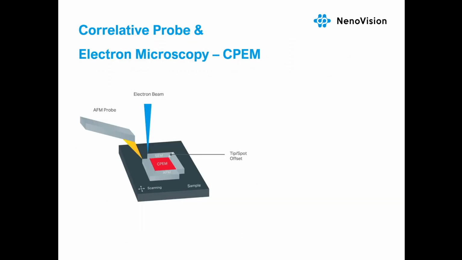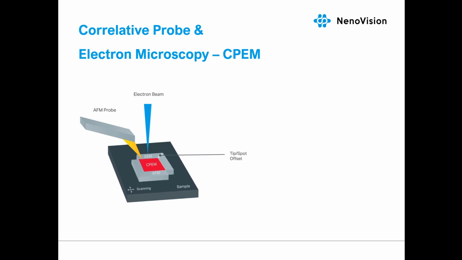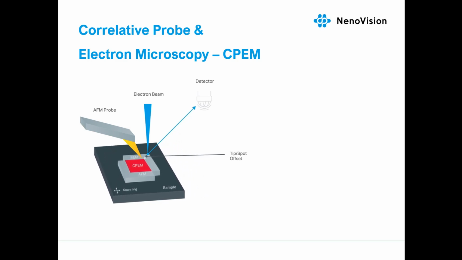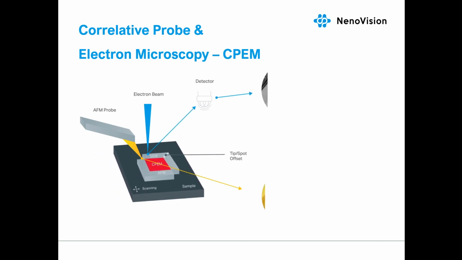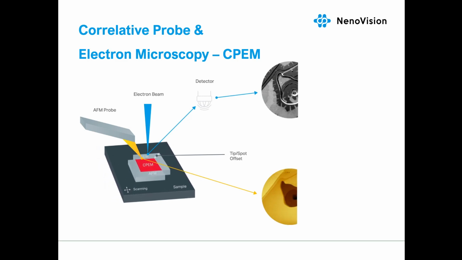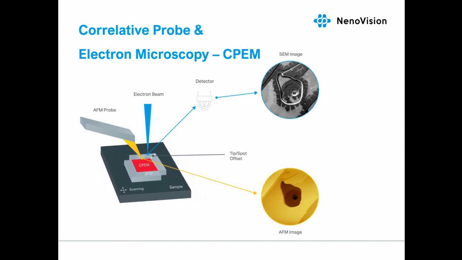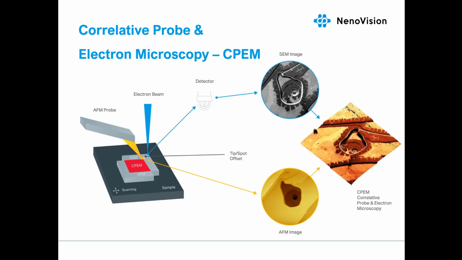CPEM stands for Correlative Probe and Electron Microscopy, and let's have a look at how it actually works. On the sample, the electron beam points close to the AFM tip with a constant offset. And during scanning, the AFM tip and electron beam remain static. The sample is being scanned only by the LiteScope piezo scanner. And this enables simultaneous detection and acquisition of AFM and SEM signals at the same time, in the same place, and under the same conditions. This technology is unique to LiteScope and was developed for seamless data correlation.